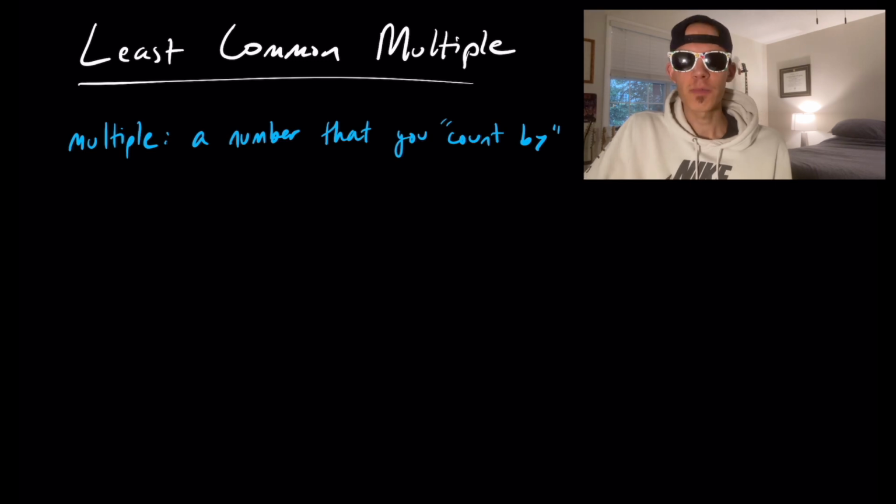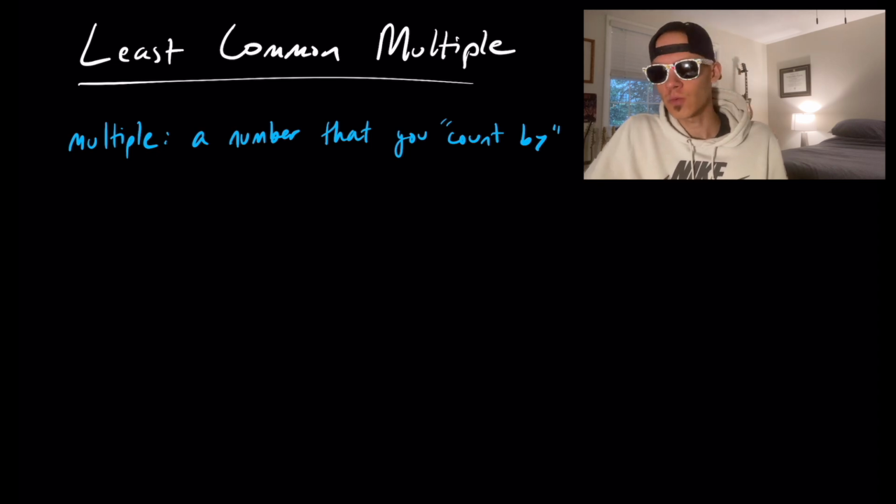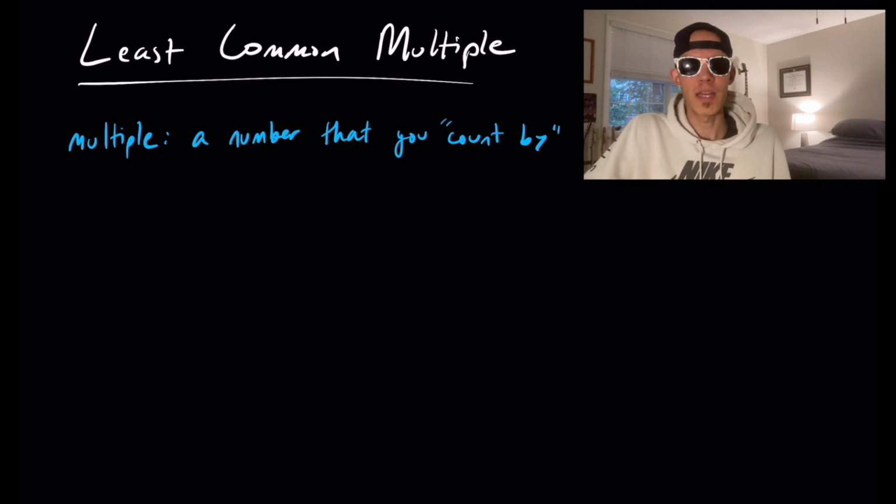So a multiple is a number that you can count by. For example, multiples of 2 would be 2, 4, 6, 8, 10, 12, 14, 16, 18. Multiples of 9 would be 9, 18, 27, 36, 90, right? And all the numbers in between if you continued to repeatedly count by 9. So that's what a multiple is. Just think of counting by a number.